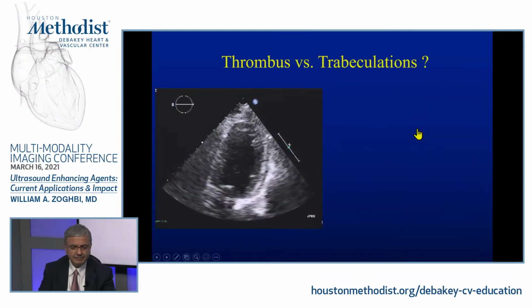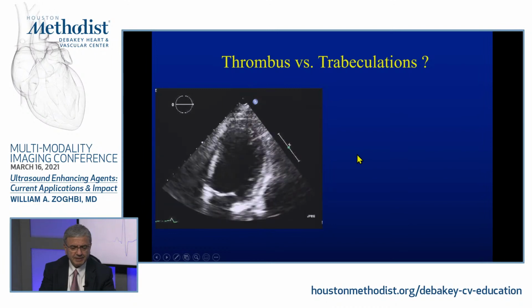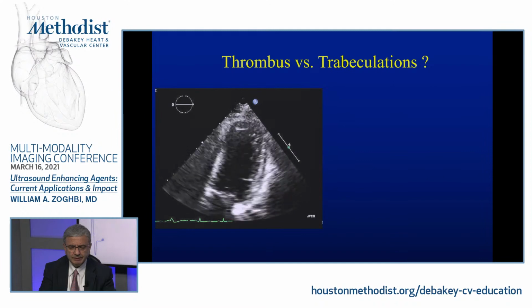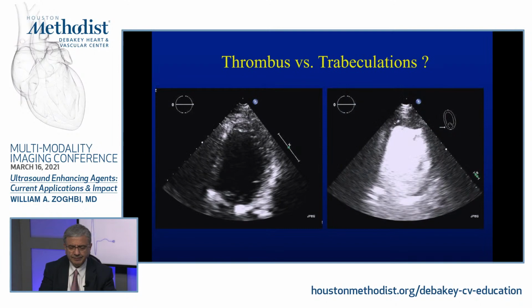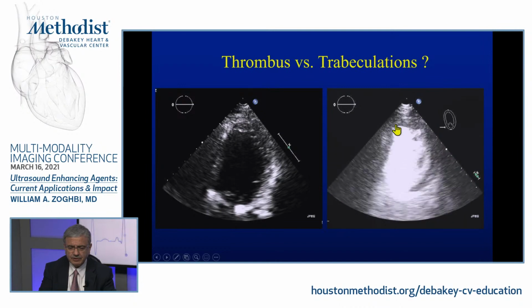Quite impressive. How about this person? Thrombus versus trabeculations. Can you tell? Depressed ventricle with apical wall motion abnormality. Let's see here. There you go. You can see it actually nicely layered there. This is not foreshortening of the ventricle. This is a nicely layered thrombus.